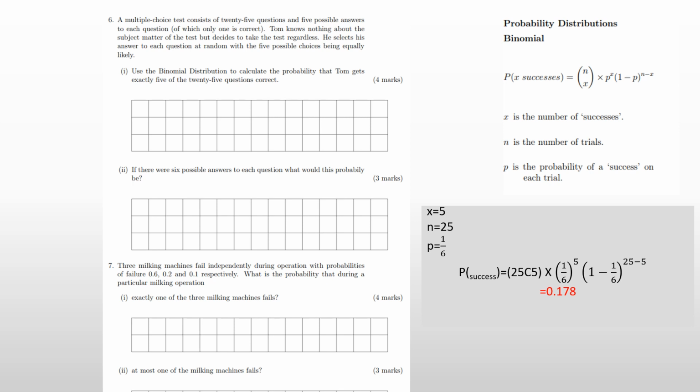And then you have question 7 there. Question 7 sounds like you need to use binomial trials, but you don't. It seems like that because of the buzzwords, like "exactly" and so on. But how do you know it's different? In question 7, 3 milking machines fail independently during operation with probabilities of failure of 0.6, 0.2, and 0.1 respectively. You can call these machines A, B, and C, so A has a probability of failure of 0.6 and so on. The question is: what is the probability that during a particular milking operation exactly one of the 3 machines fails?